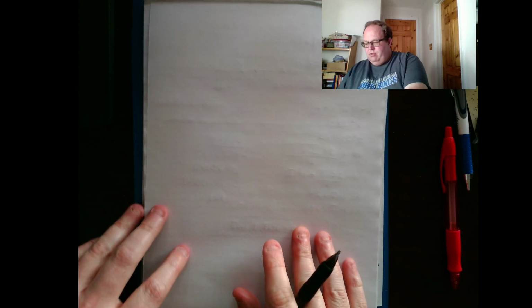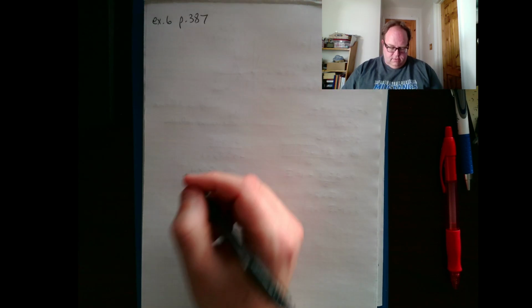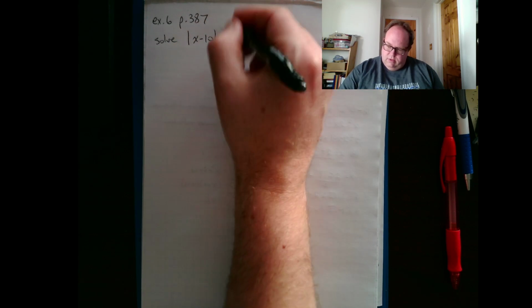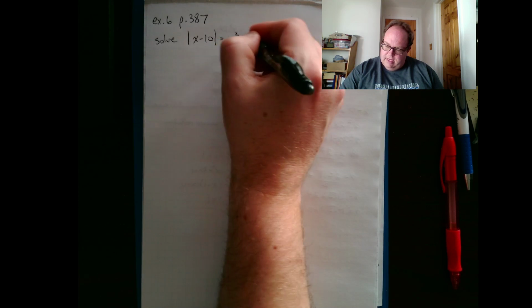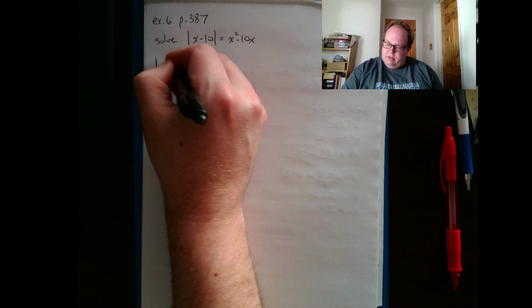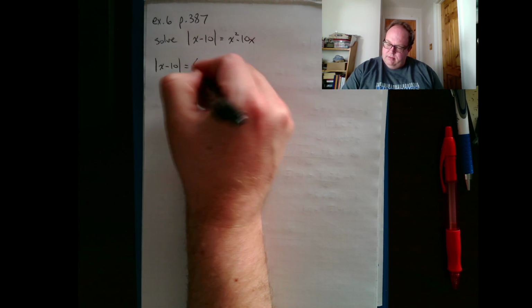One last example of solving these absolute value functions. This is example 6 from page 387. And we're asked to solve the absolute value of x minus 10 equals x squared minus 10x. So again, I will start by writing the absolute value expression as a piecewise expression.